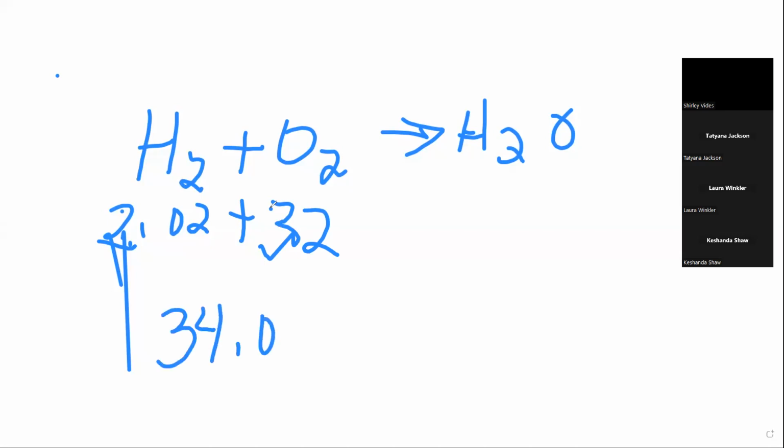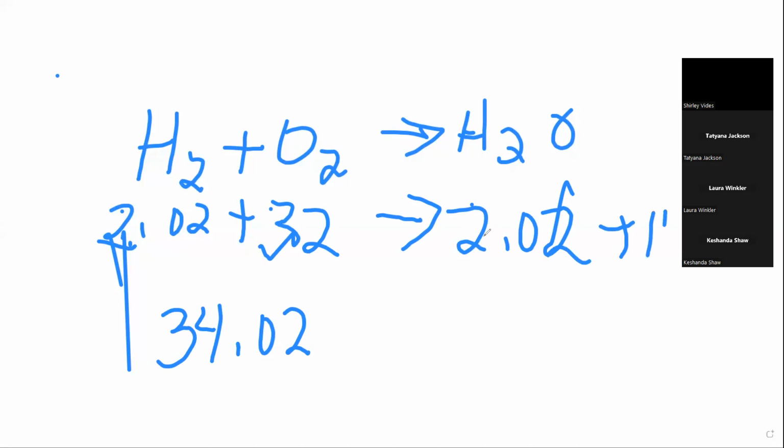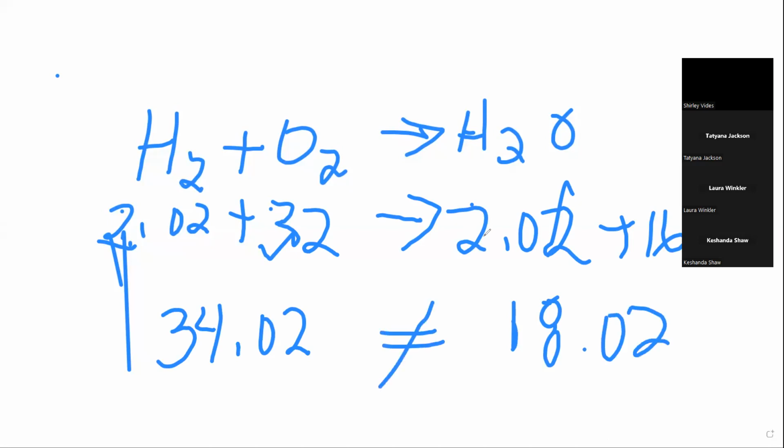If you add it. Okay, now look at the other side. We have 2 H2Os. We have 2.02 here, right? 2.02 plus 16, and this is 18.02. So this is not equal, and it's supposed to be. You see that? So by balancing, let's do that now and see if we can do that.